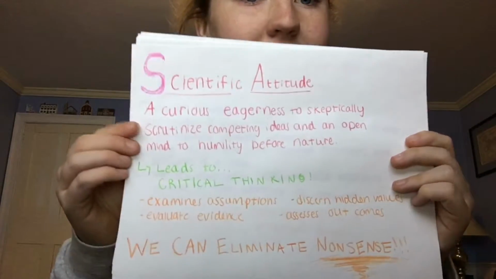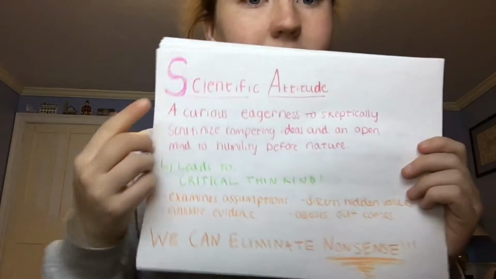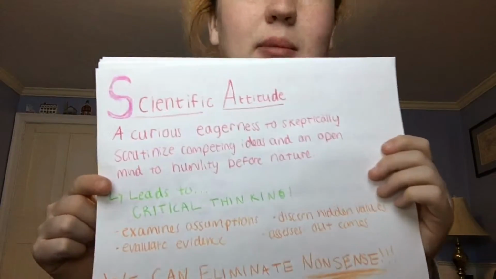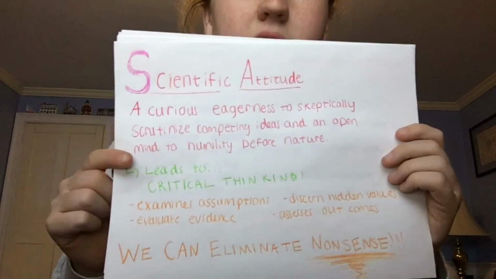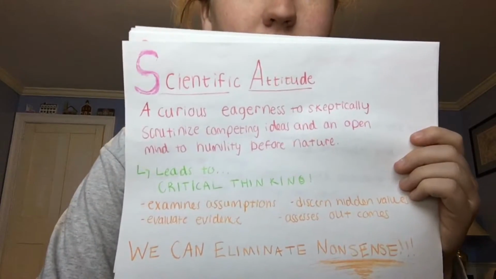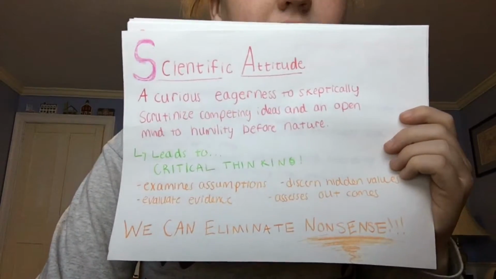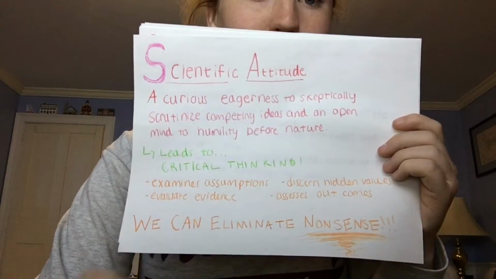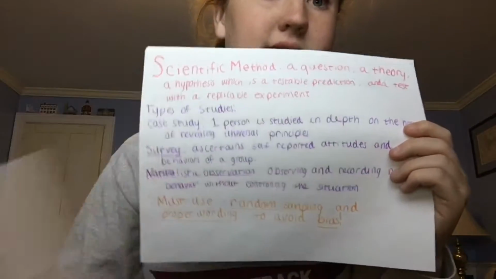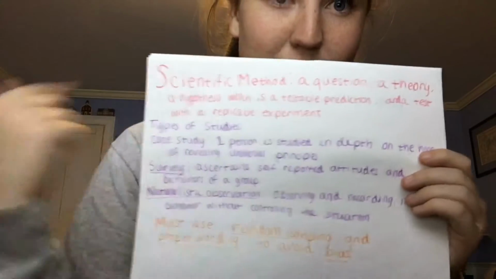Next up, scientific attitude. Someone who is performing psychological research needs to have this. So a scientific attitude is a curious eagerness to skeptically scrutinize competing ideas and an open mind to humility before nature. This leads to critical thinking, which examines assumptions, discerns hidden values, evaluates evidence, and assesses outcomes. This way, we can eliminate nonsense. Next up, someone with a scientific attitude uses the scientific method.